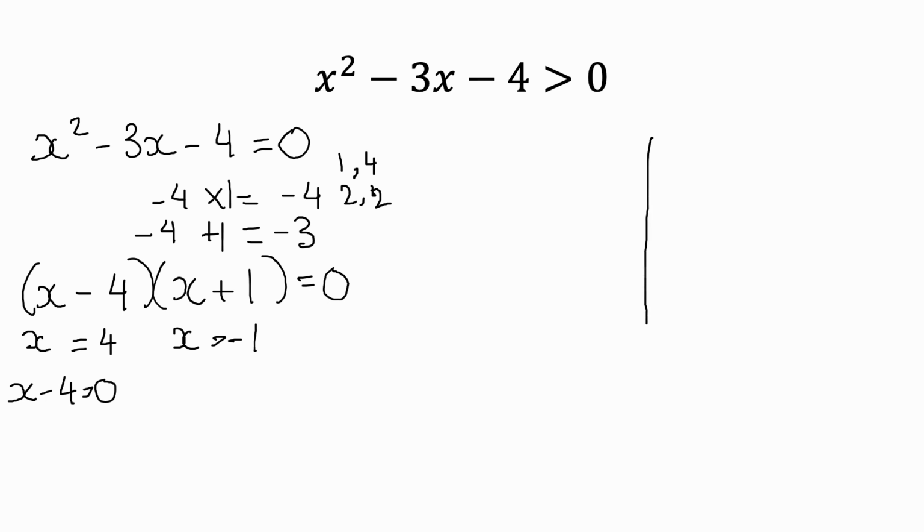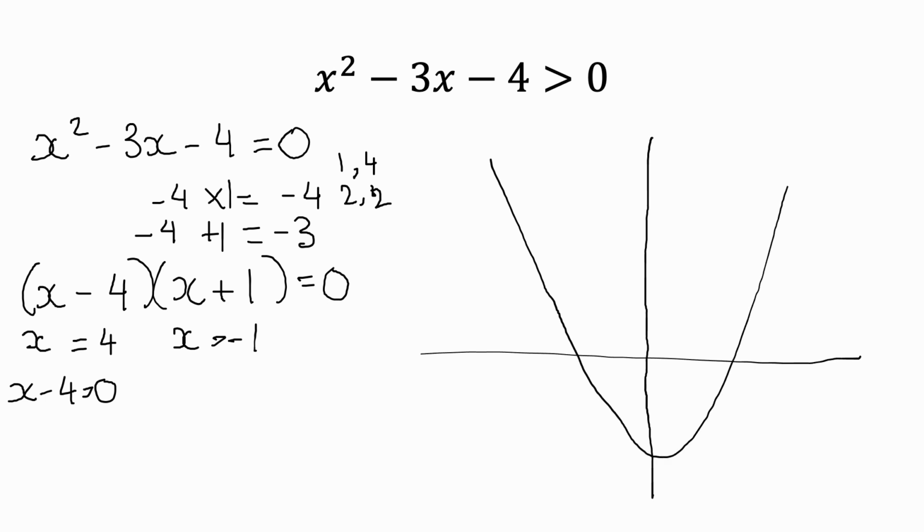Next we draw a sketch of our graph. Just a quick sketch, it doesn't have to be perfect. So these are our x-intercepts, -1 and 4. And our y-intercept is -4, because if we look at x squared minus 3x minus 4, the number at the end, after the -3x, tells us what our y-intercept is.